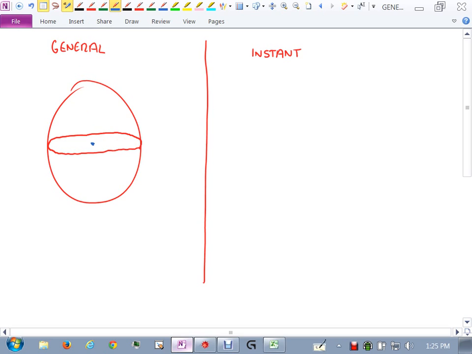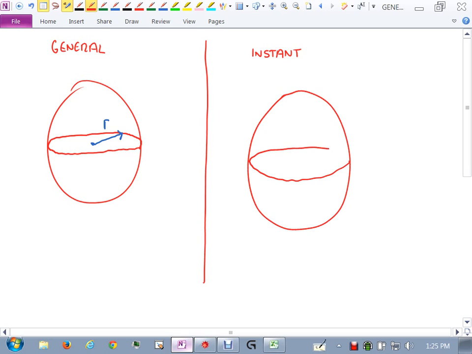It has some radius to it. That radius is changing, right? As time goes on, that radius is growing. For the instant in time that I'm talking about, that radius is what? 5. And if you want, you can put centimeters, you don't have to.